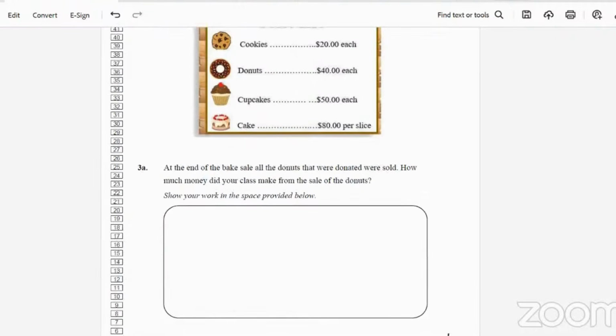So at the end of the bake sale, all of the donuts that were donated were sold. How much money did your class make from the sale of the donuts? All right, so we have to know how many donuts were donated and then the cost, right? How much we sold each donut for, to find out what was the total money that was made from the sale of donuts. All right, so let's go back to see how many donuts.